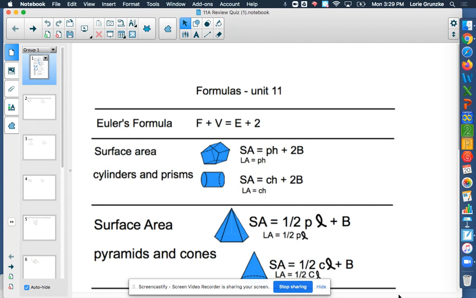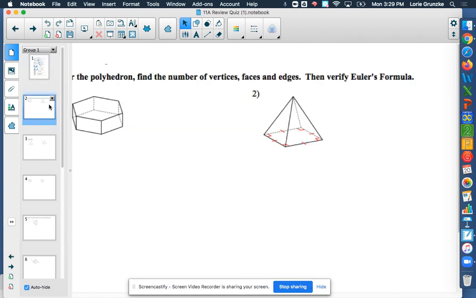This is the formula sheet you could have up. It should be on a salmon colored paper. If you don't have that, you should let one of us know so that we include the formulas for you tomorrow. Otherwise, we'll assume you have it. The first two questions, we're using Euler's formula. Faces plus vertices equals edges plus 2.